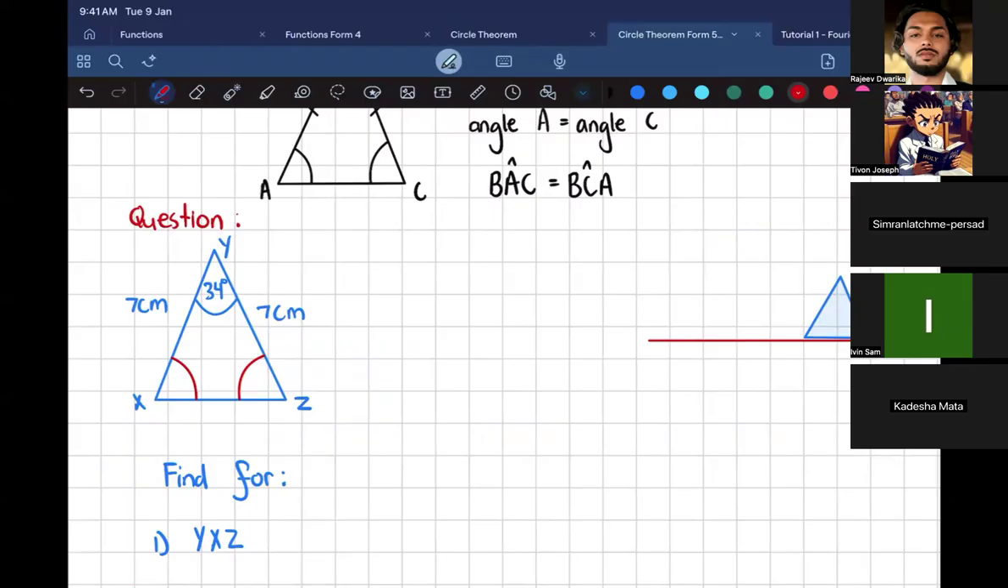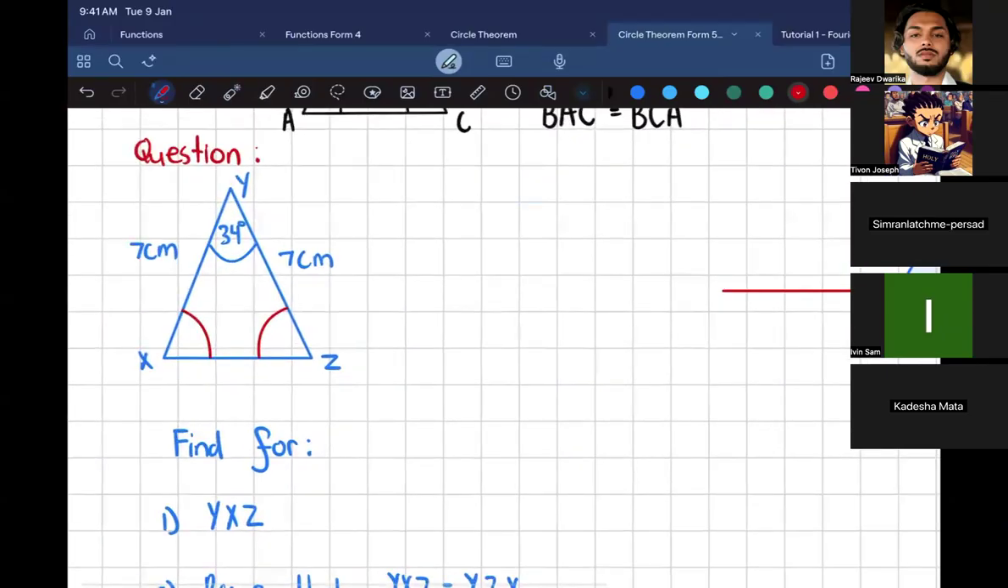Good. They want us to find y, x, z. We need to figure out what angle that is. So let me show you how we could figure it out. There's a shortcut. What's in the middle here, Simran? X. So angle x. That's the shortcut. It doesn't get much easier than that. Whatever is in the middle, they're talking about that. You understand the shortcut?